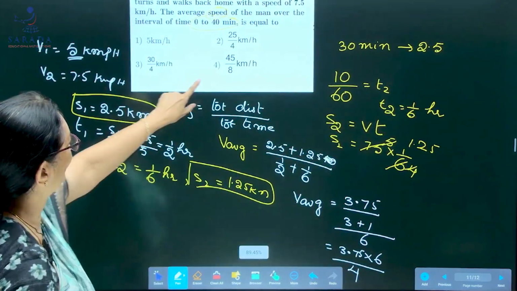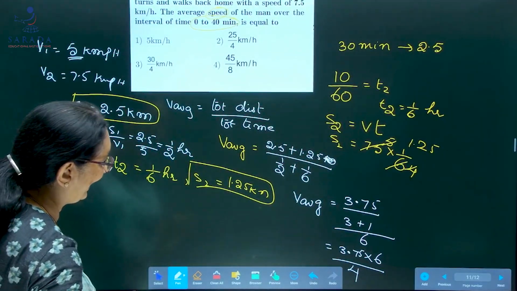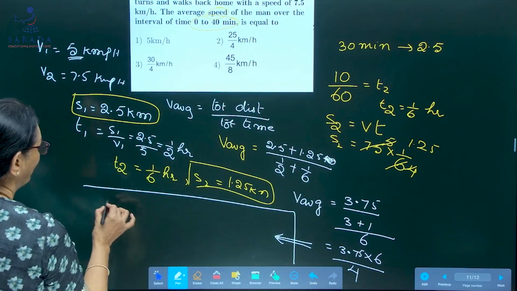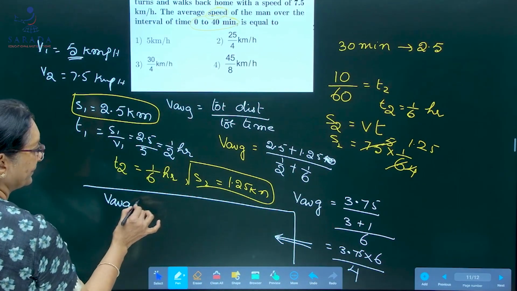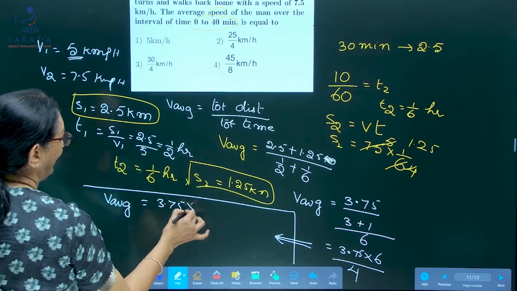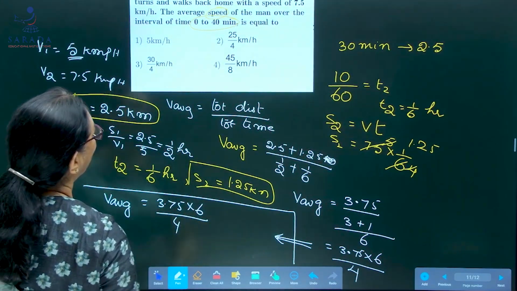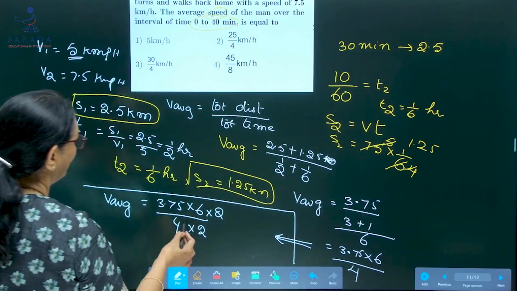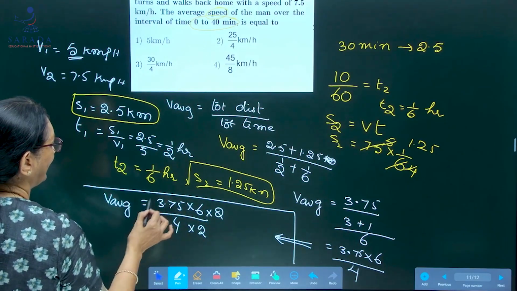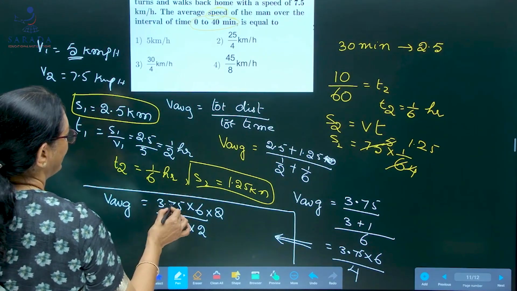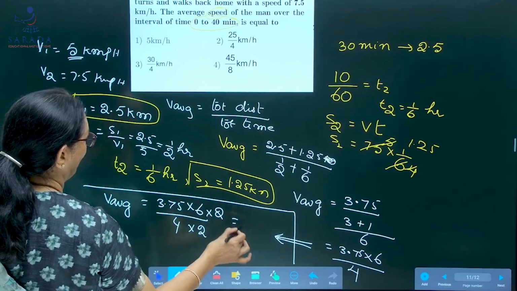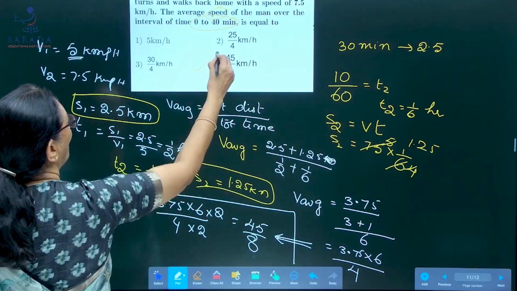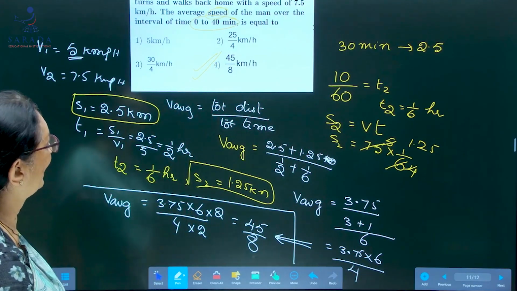Look at the options given. In the denominator, there is 8. So, I am just writing from this point. V average is equal to 3.75 into 6 by 4. To make the denominator 8, let us multiply and divide that with 2. So, this becomes 7.5 into 6, which is 45. That is 45 by 8 kilometer per hour is the correct answer.